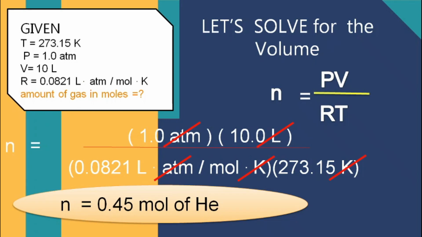To solve for the value of n, we use the formula n = PV over RT. And that is equal to 1 atmosphere times 10 liters all over 0.0821 liters times atmosphere per mole times Kelvin times 273.15 Kelvin. So we cancel the units atmosphere, liter, and Kelvin. So the answer is 0.45 mole of helium.